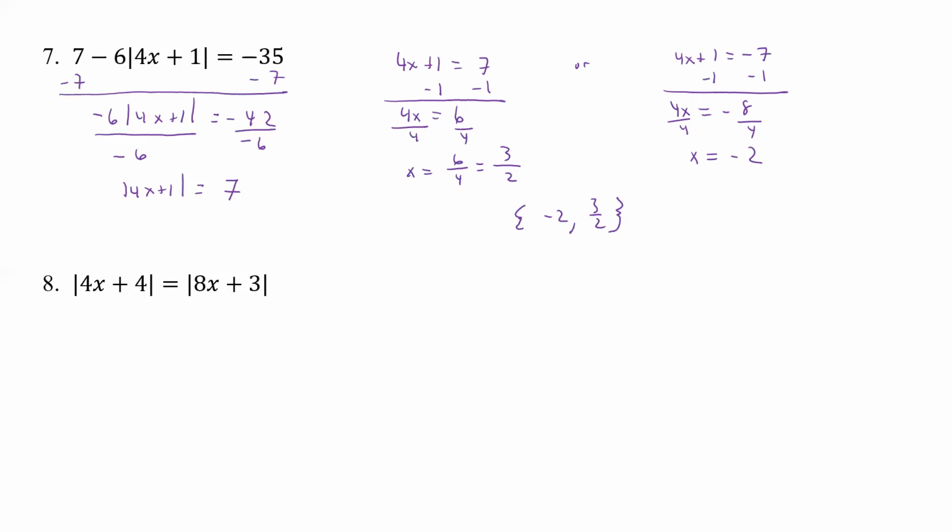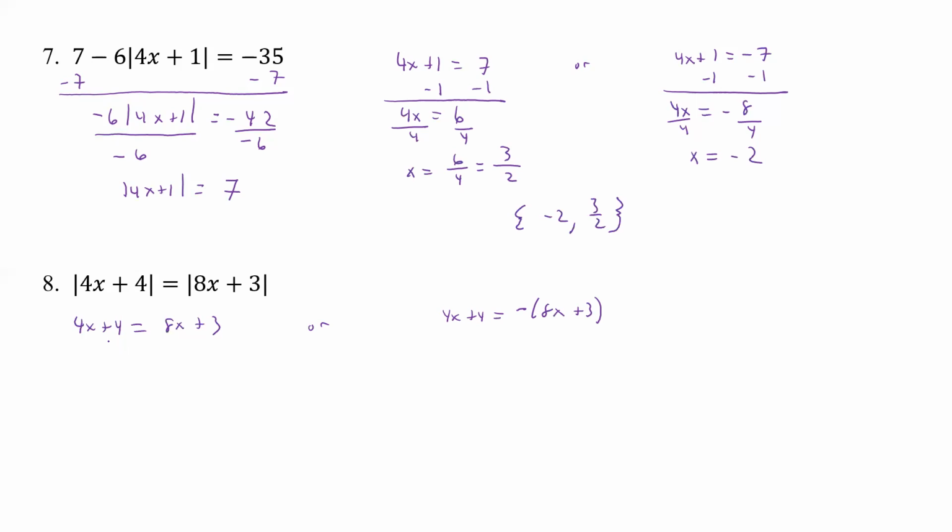All right, so now we're back to this one where we have absolute value equals absolute value. So we're going to say, well, 4x plus 4 equals 8x plus 3, or, and then now we have 4x plus 4 equals negative 8x plus 3.